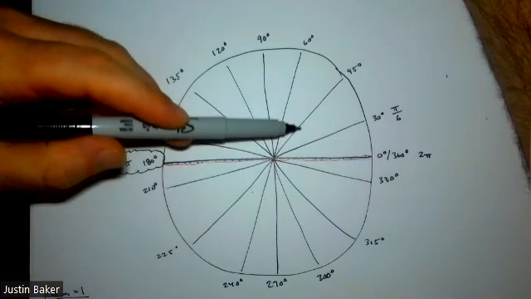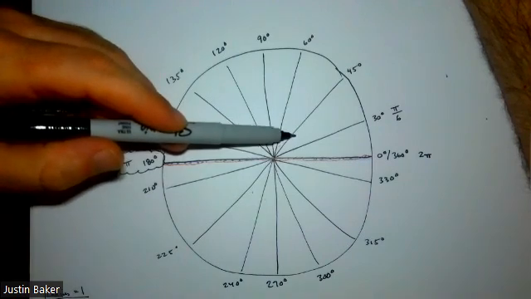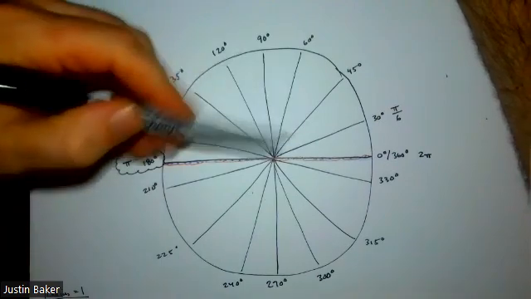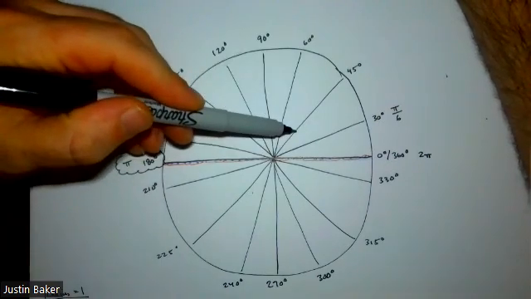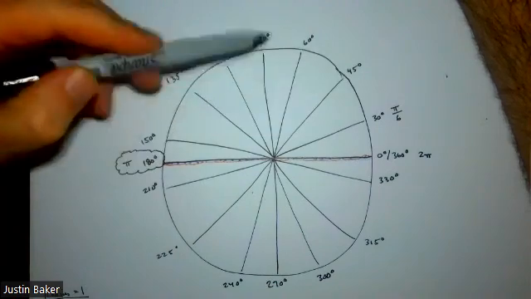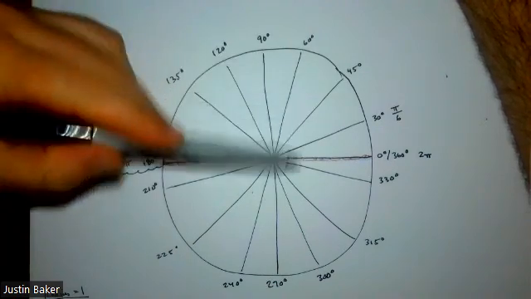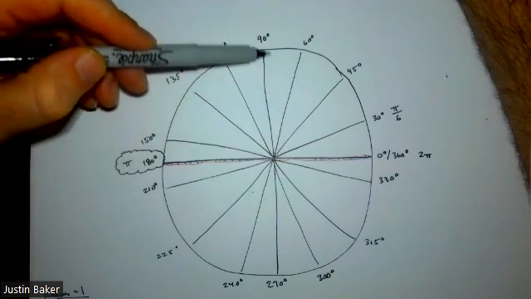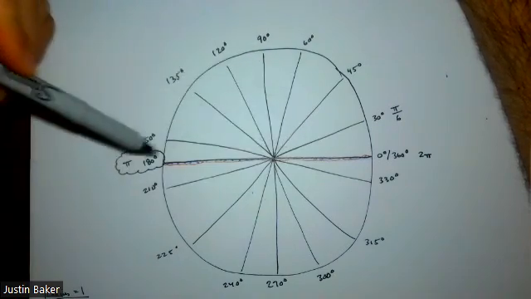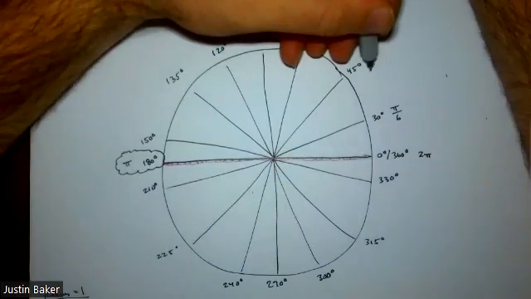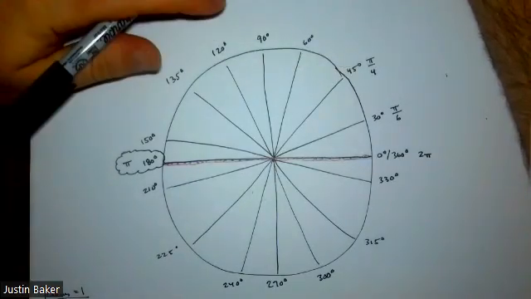When we're doing 45, we want to say, well, how many times does 45 go into 180? And to figure that out, think of it this way. How many times does 45 go into 90? Your answer should be 2. So 2 45s make 90. So 4 45s make 180. And that's going to be pi over 4.